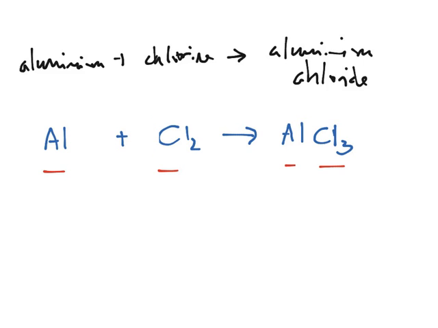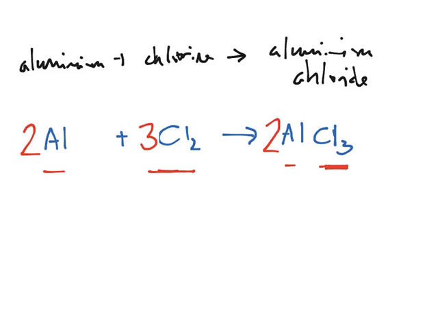So let's just try, rather than 2 there, let's just try 3. If we have 3 there, that means in total we've got 6 chlorines. Because we've got 3 over here, if we double that and make 2 lots of those, that's our 6 chlorines, which means we need to start off with 2 aluminiums.